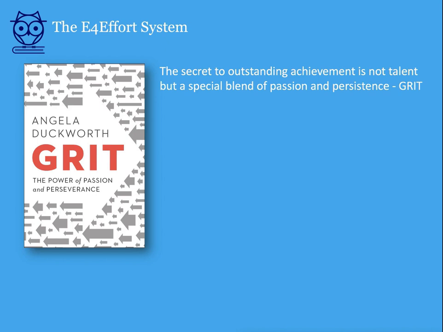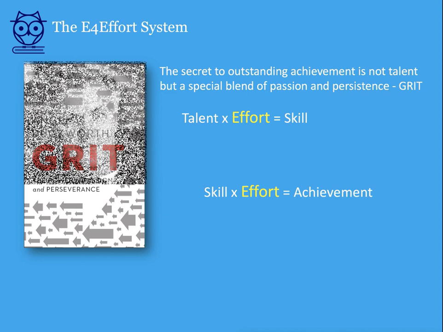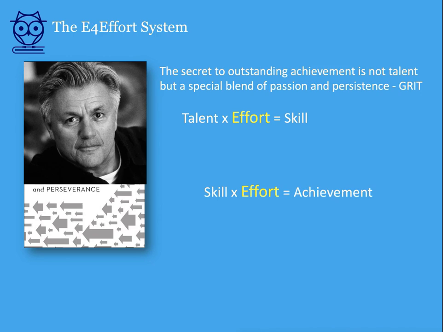After 10 years of thinking about the psychology of achievement, she came up with 2 simple and linked equations: talent times effort equals skill, and skill times effort equals achievement. The author uses examples of a number of famous people, one of which is John Irving, who is dyslexic and throughout his school years was always behind his classmates in both reading and writing.